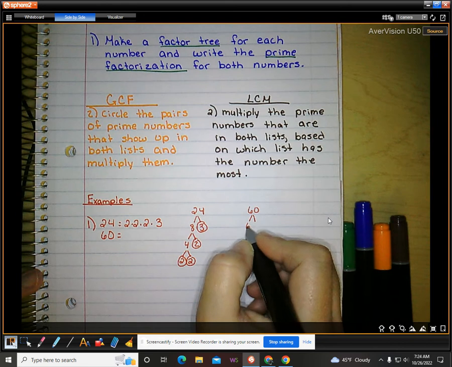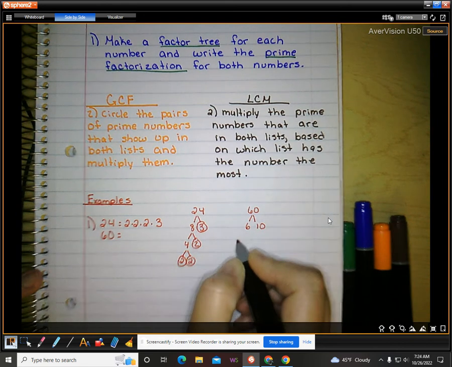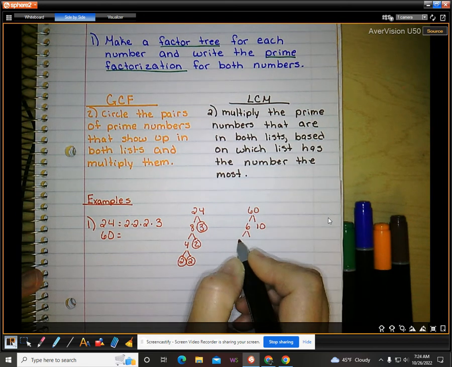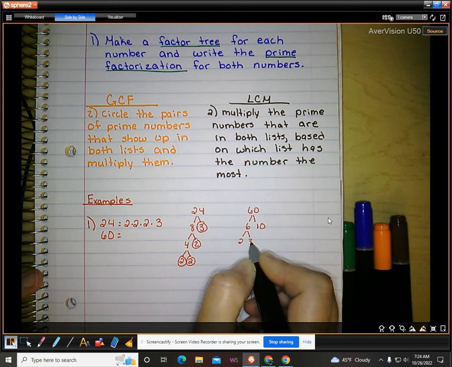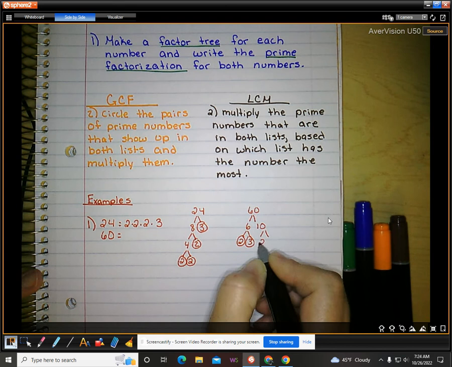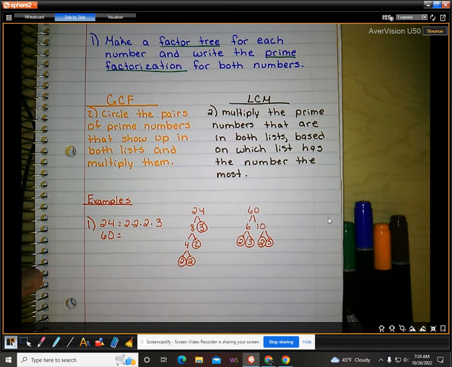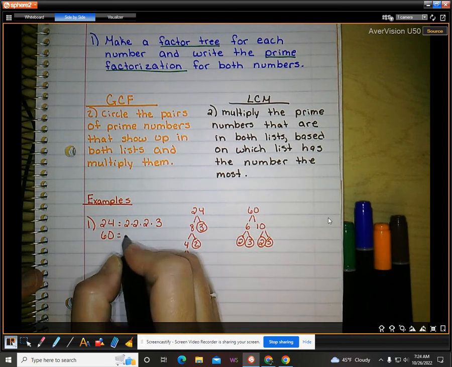Then for 60, you could do 10 and 6. Neither of those are prime. 6 would be 2 and 3. 10 would be 2 and 5. So your prime factorization for 60 would be 2 times 2 times 3 times 5.